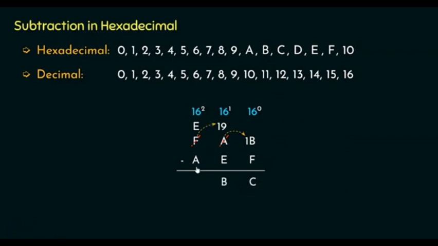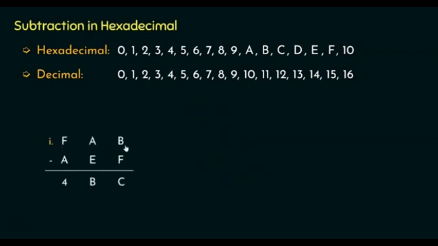Focus on the last unit, that is the most significant digit's place. The minuend digit is e and the subtrahend is a. Now e in hexadecimal is 14 and a in hexadecimal is 10 in decimal. So 14 minus 10 will give us the value 4, isn't it? So the result of FAB minus AEF is actually 4BC. Remember, in hexadecimal as well, whenever we borrow 10, which is 16 in case of decimal.